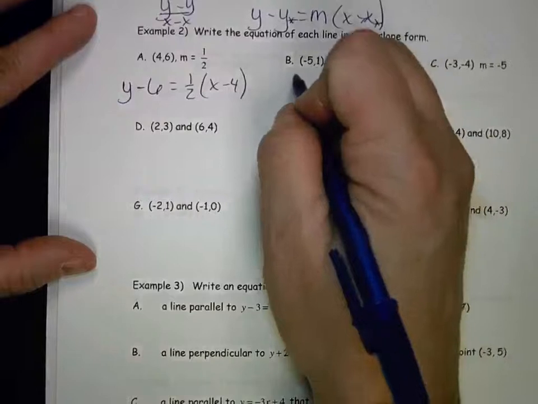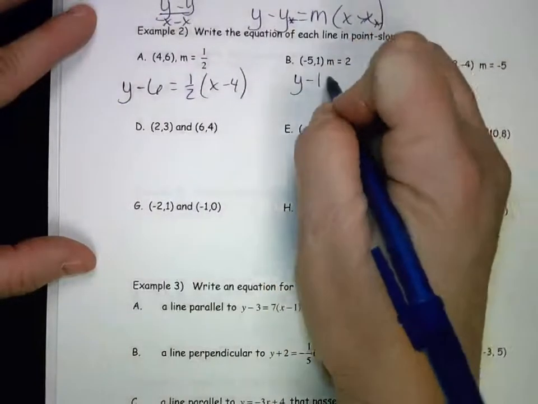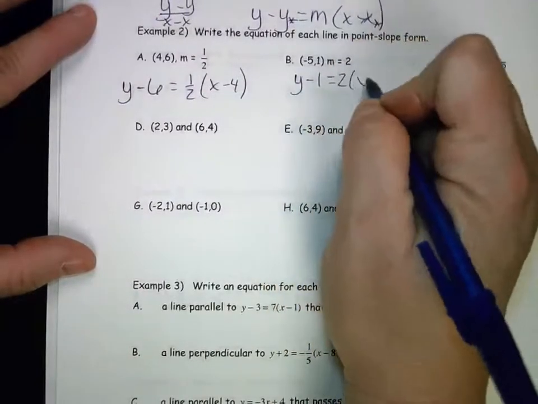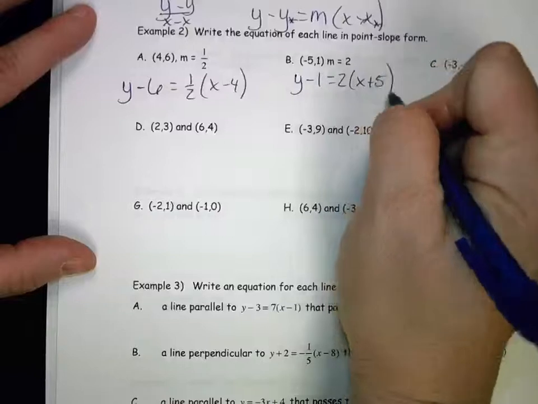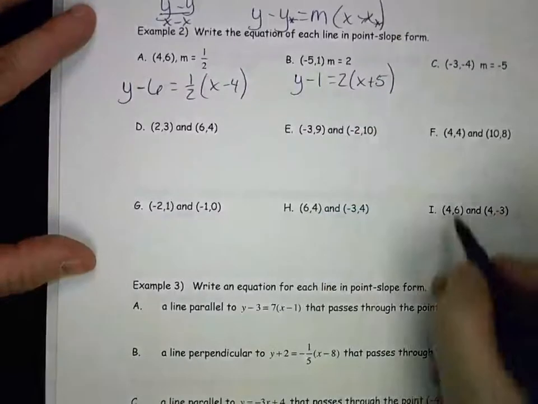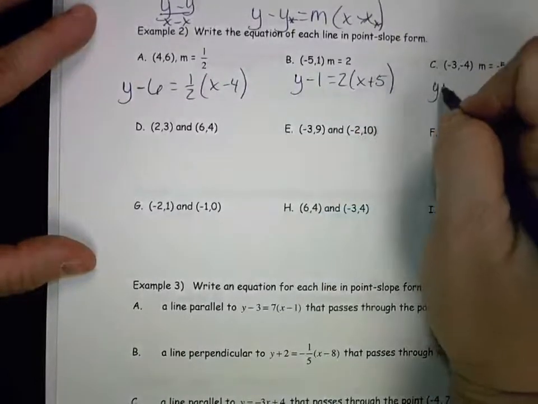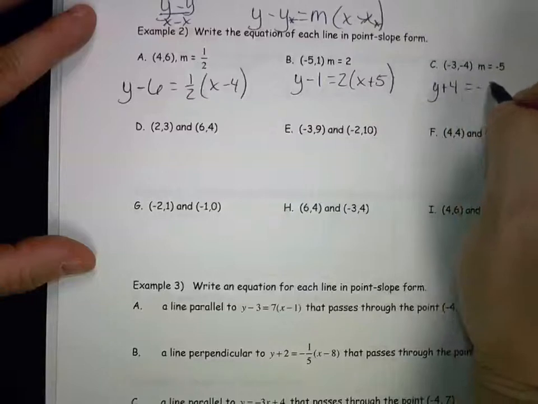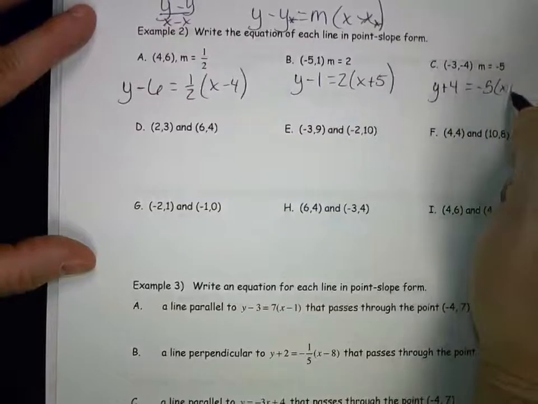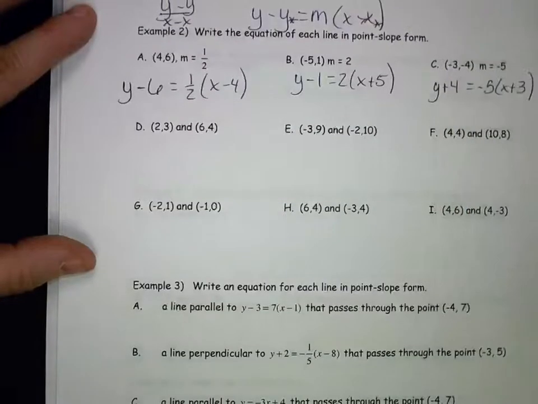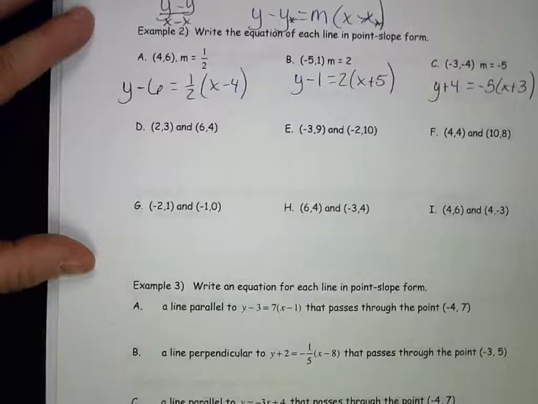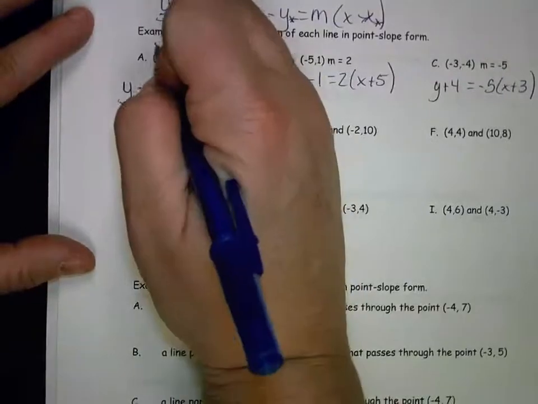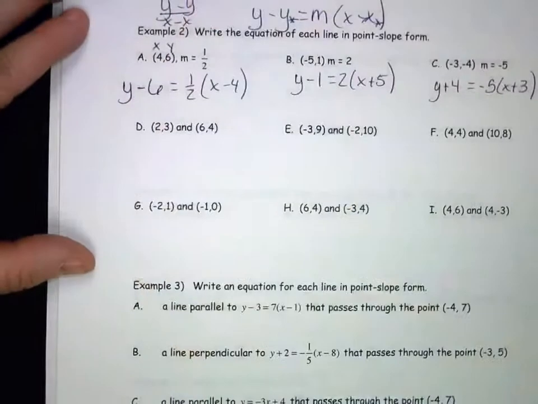Next one, y minus 1 equals 2 times x plus 5. And then y plus 4 equals negative 5 times x plus 3. Just put this in for x and that in for y.